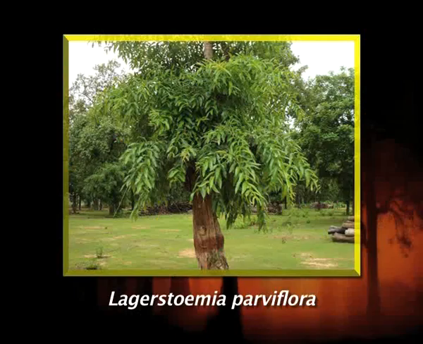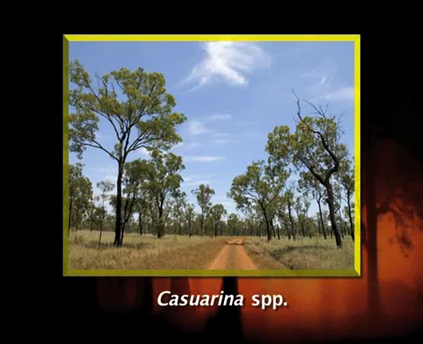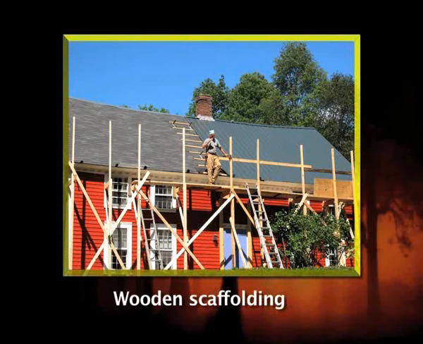After this, we come to Lagerstroemia parviflora. It is strong and takes up a smooth surface. It's used for building constructions, boat building, and furniture. After this, we'll talk about Pterocarpus marsupium. It's coarse-grained, durable, strong, but difficult to work. It's used for ordinary building construction and for cartwheels. Then we'll talk about the Casuarina species. They grow straight and are strong and fibrous. They are, however, badly twisted and so often used for scaffolding and as posts for temporary structures.